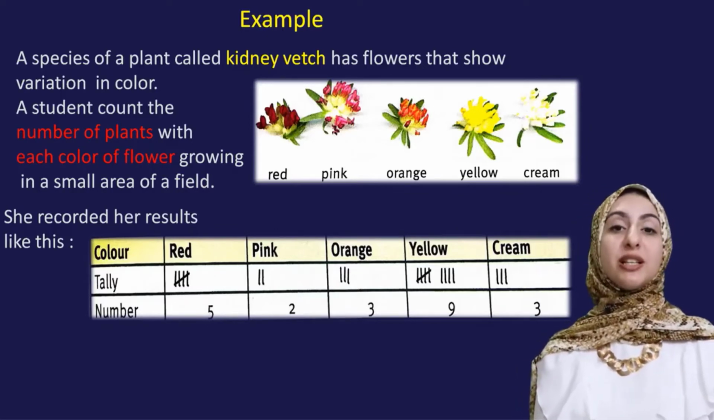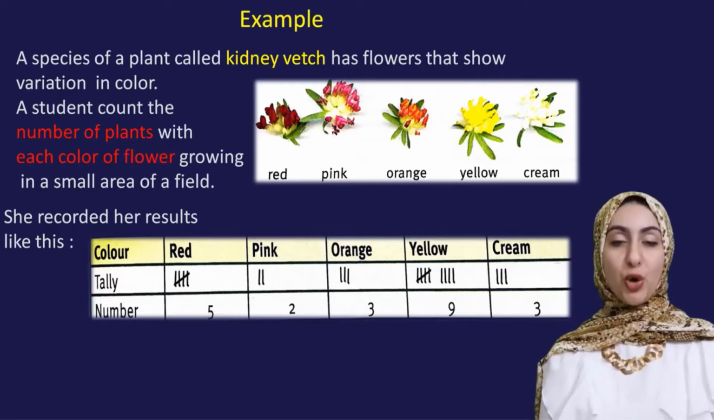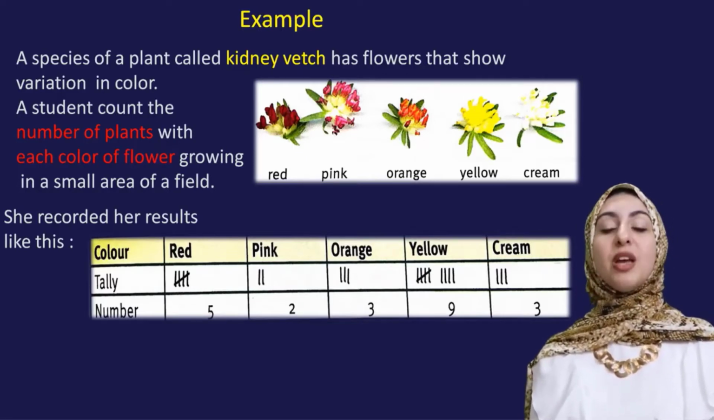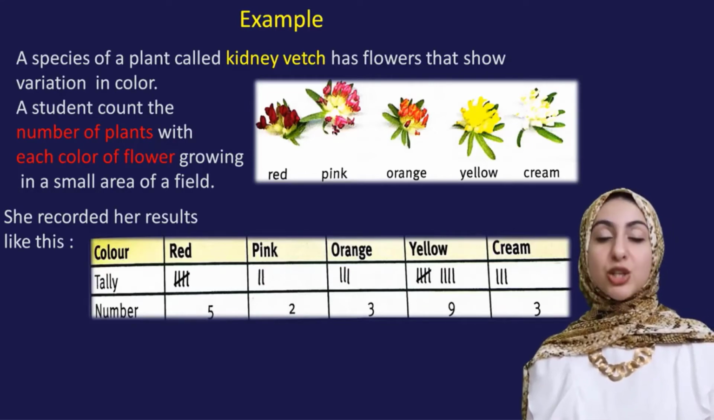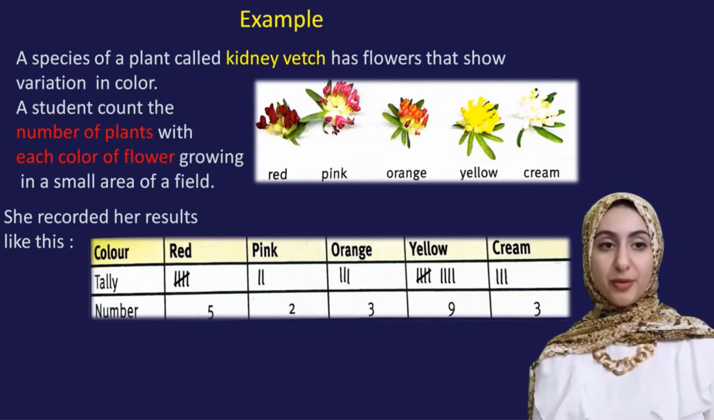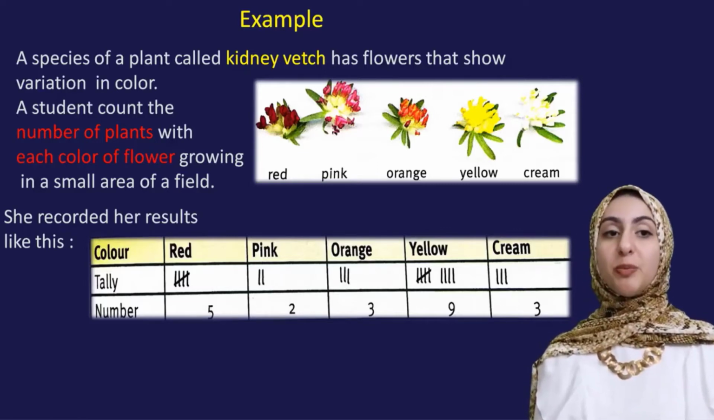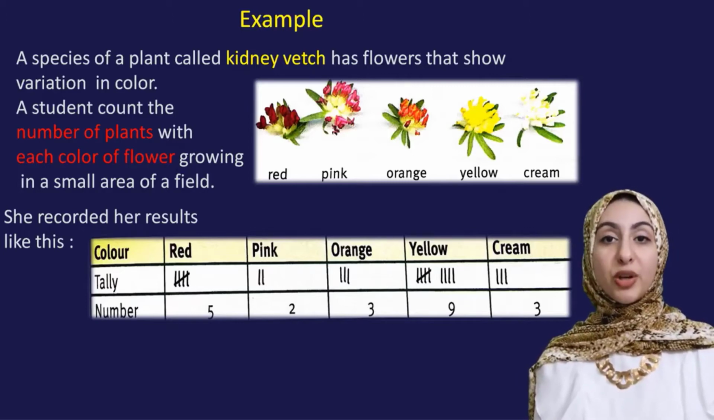After she finished the tally row, she put the numbers of stalks in the number row. For example, for the red flower color, we have 5 stalks. So in the row of the number, she put 5. And she put 2 for the pink, 3 for orange, 9 for yellow, and 3 for green.